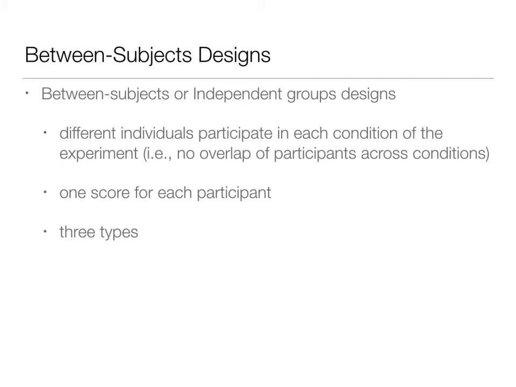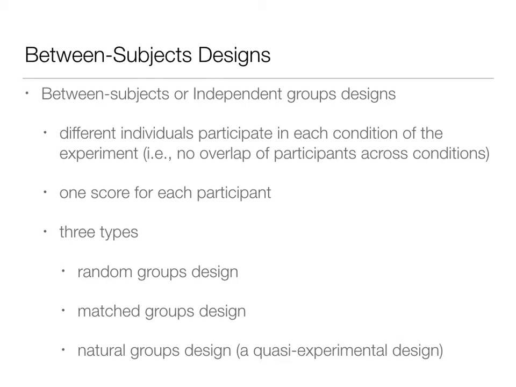And there are 3 main types of these that we're going to talk about, 2 of them in more detail, one of which is random groups designs. We'll also talk in detail about matched groups design, both today and in our in-class portion. And then finally, natural groups designs, which we won't talk about as much. These are more our quasi-experimental designs.